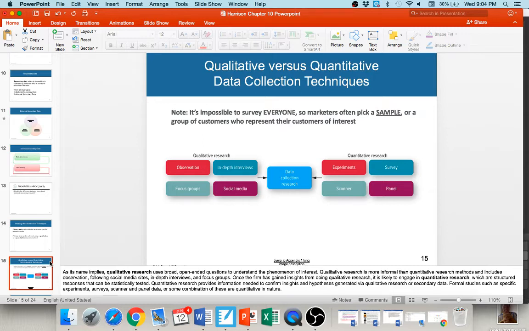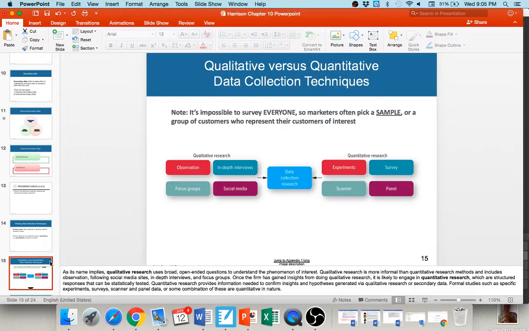So oftentimes, marketers will pick a sample, and just like in stats class when you were talking about samples, a sample in this case is just a group of consumers who represent customers of interest. We're going to look at some different examples of samples in just a moment. I have a couple videos for you, but just know it's impossible to survey everyone, so we typically take a sample group of consumers of interest.